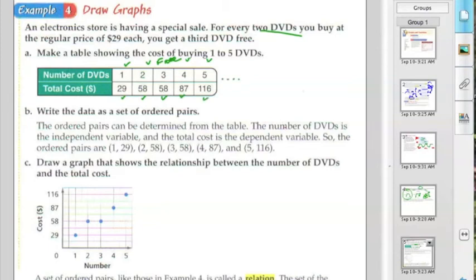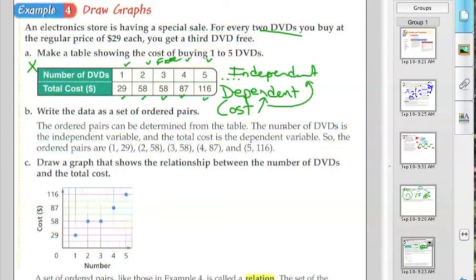Now this pattern continues. First thing you need to remember, this is your independent variable. This is your dependent variable. The cost depends on how many you buy. Okay. Now, when we want to graph it, the domain and the range. The domain is down here. So we're looking for which one is the domain. That is the independent. So here's your domain. Here is your range. Domain is always your x variable. Range is always your y variable.